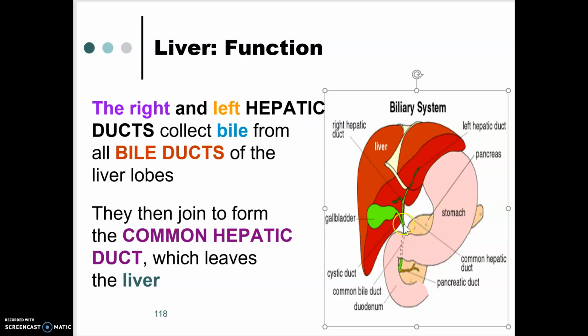But the common hepatic duct is the one that's actually going to leave the liver and bring the bile to the small intestine.